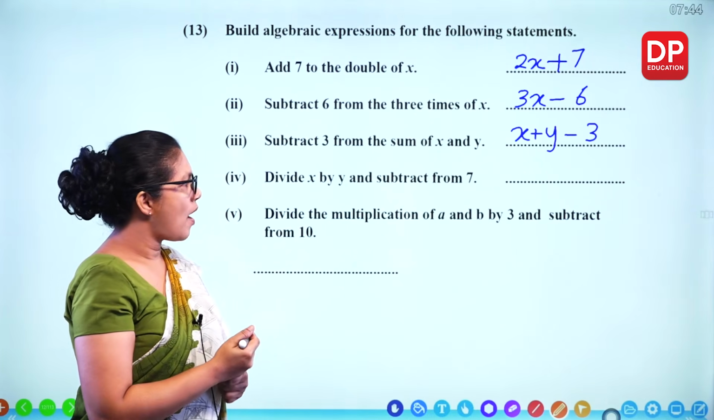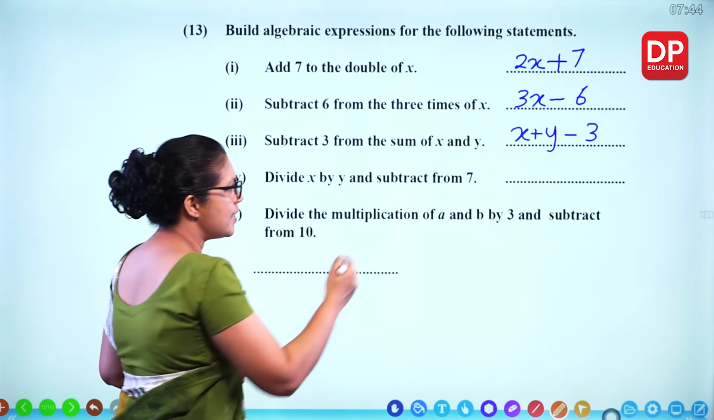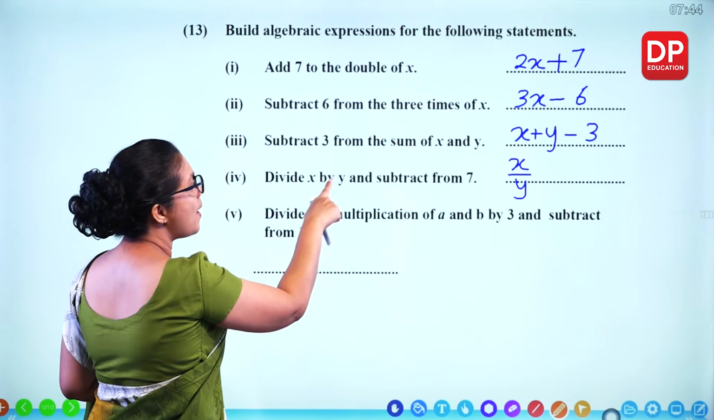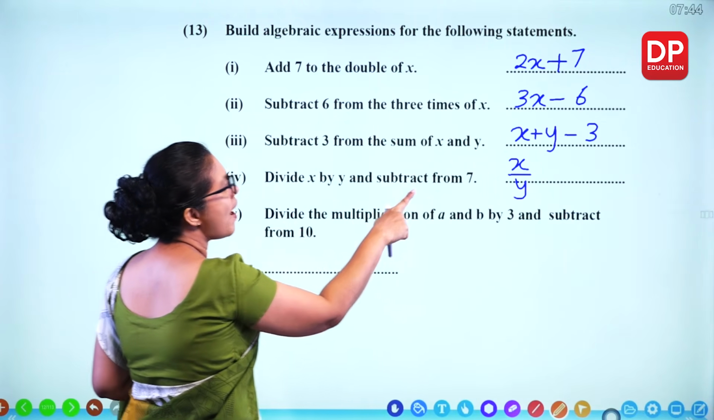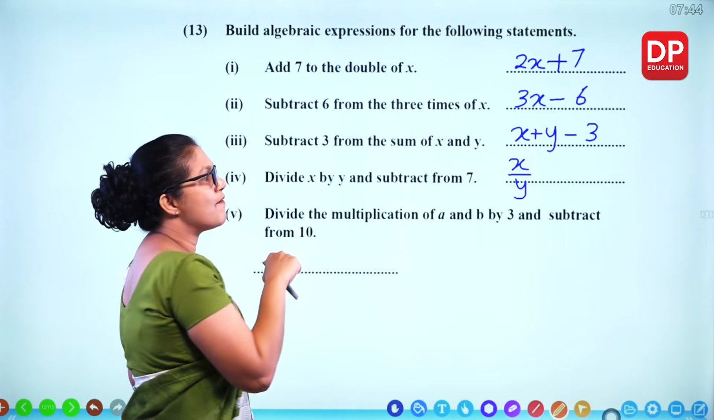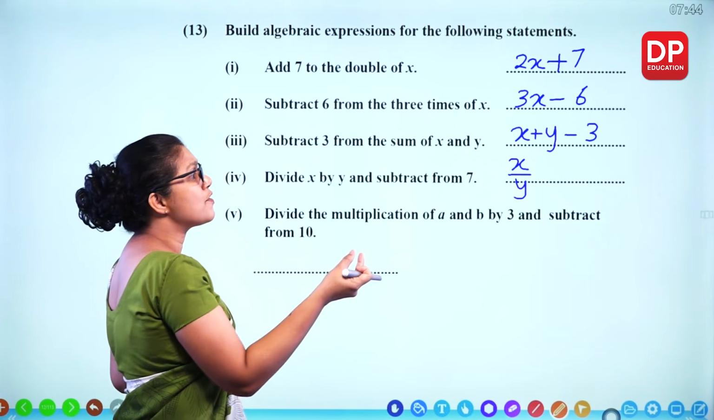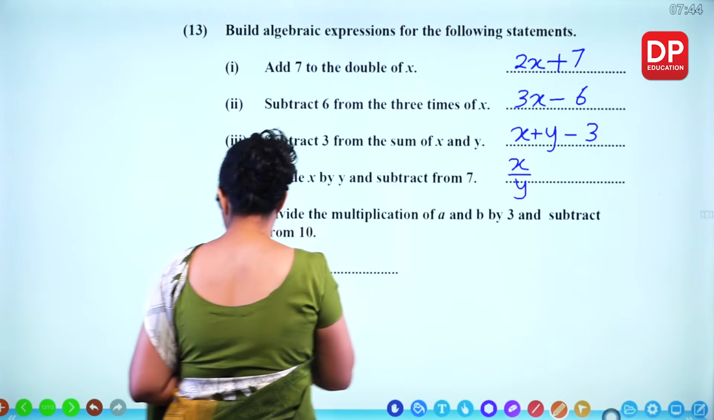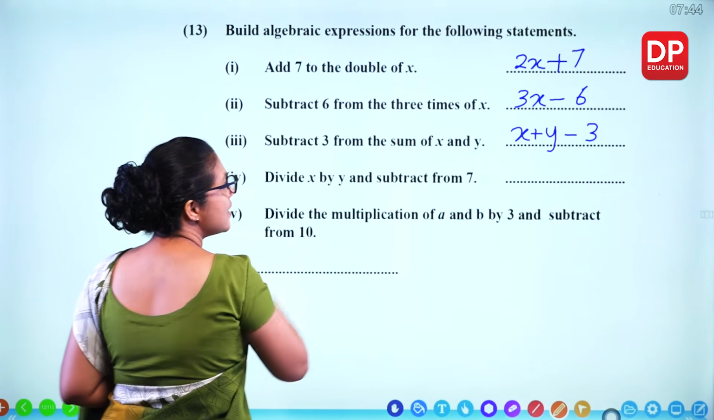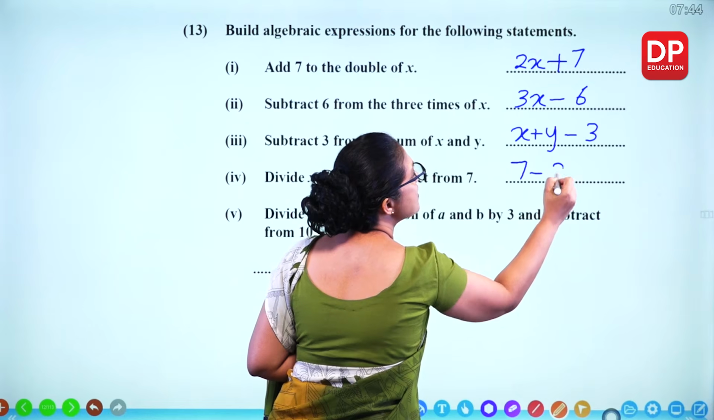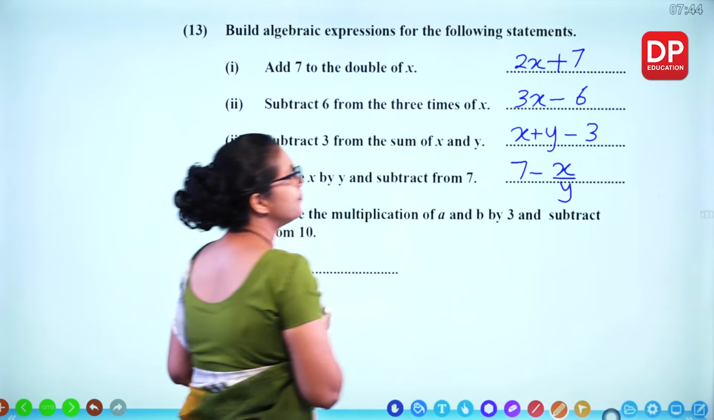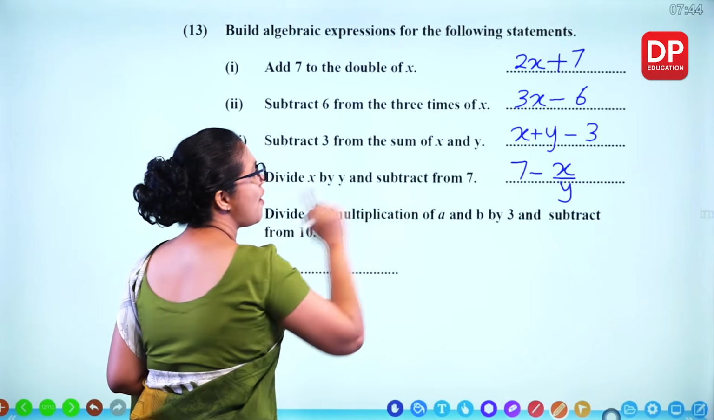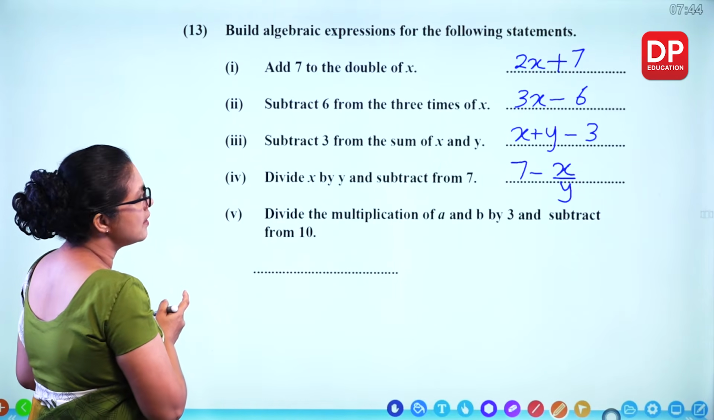Divide x by y. How will you divide? We can write x over y. Divide x by y and subtract from 7. So that answer you have to subtract from 7. That means 7 minus. So we'll write 7 minus x over y. Not x over y minus 7, because from 7 you have to subtract this amount.